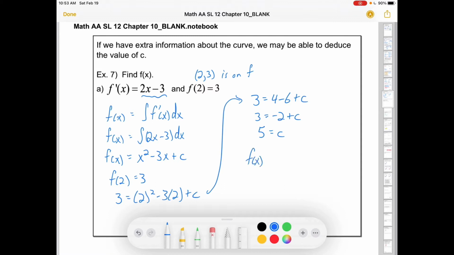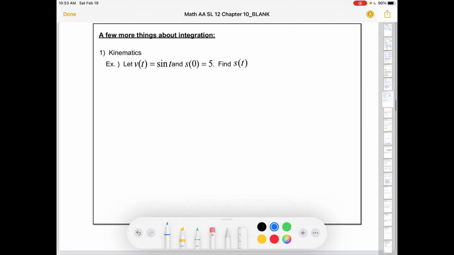So the original function is x squared minus 3x plus 5. That is the unique function that has this derivative and passes through this point. Having that extra piece of information let us know c. If we didn't have it, c would remain unknown for us.